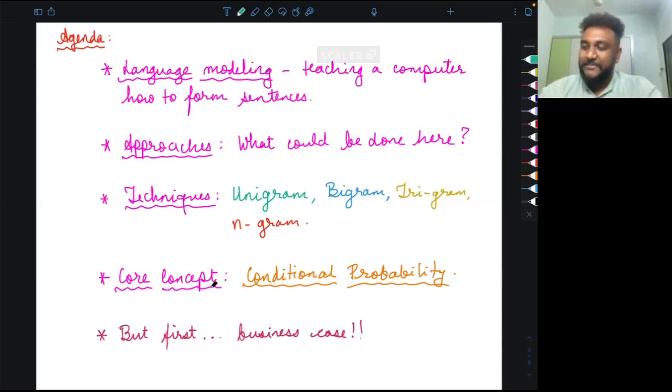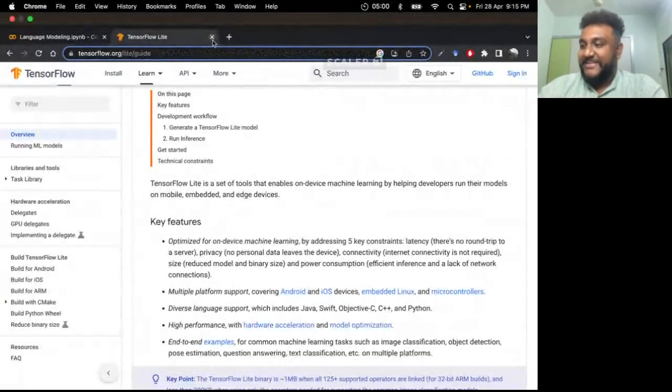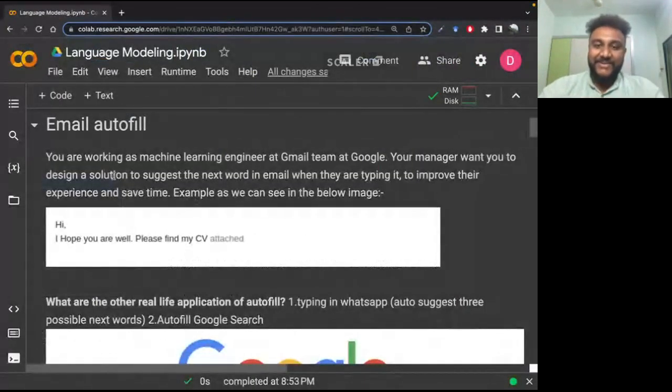The core concept that we have to recollect is conditional probability. Before we go ahead with the technical details of this, let us quickly see first what's the business case. Then we will come back, talk about conditional probability, and then dive deep into these techniques. Cool. Let's look at the business case that we have for today. The business case for today is email autofilling, or text message autofilling.